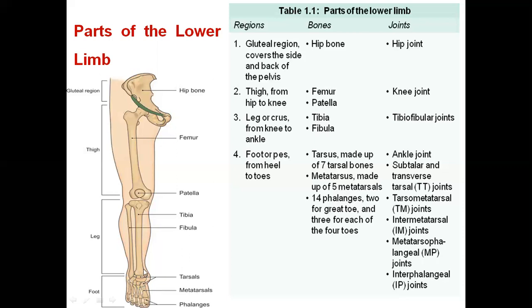The inferior aspect of the tibia and one of the tarsal bones, the talus, help in the formation of the ankle joint. Below the talus we have the subtalar joint. Between the tarsals and the metatarsals we have tarsometatarsal joints. Between the metatarsals we have intermetatarsal joints. Between the metatarsals and phalanges we have metatarsophalangeal joints, and between the phalangeal bones we have interphalangeal joints. Metatarsals are 5 in number, and phalanges are 14 in number, because in the great toe we have 2 phalangeal bones and in the rest of the 4 toes we have 3 phalangeal bones each.